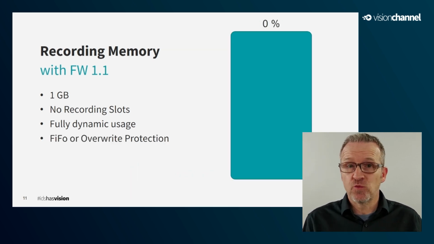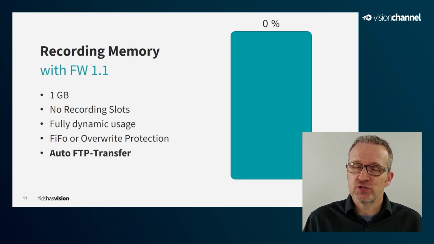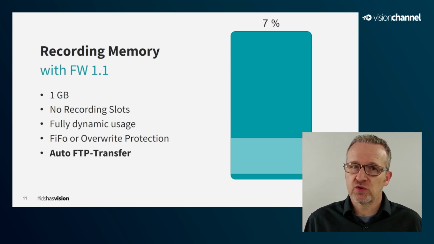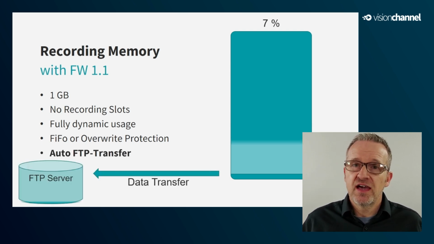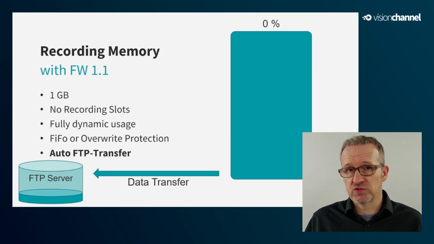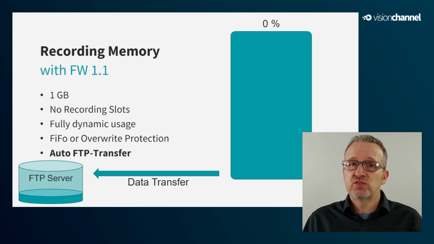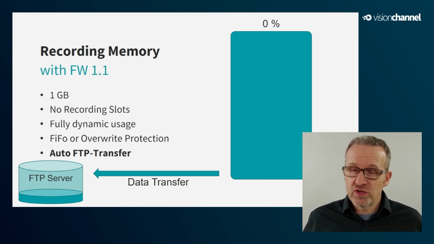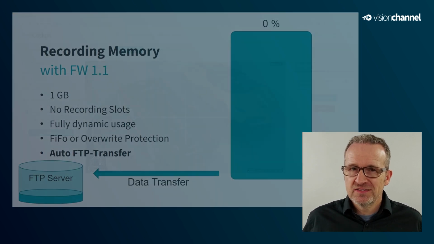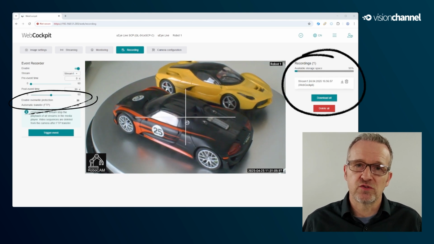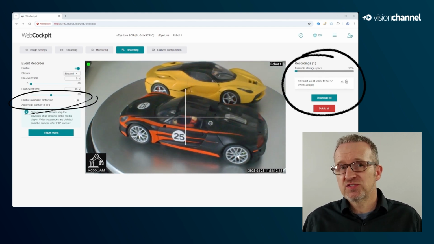And this is exactly where the auto FTP upload comes into play. With firmware version 1.1, the camera gets an FTP client and can automatically save your recordings to a connected FTP server as soon as they arrive in the memory, and also automatically free up the memory. This means that the camera only uses the internal memory as a self-managed buffer that always has enough free memory. The new recording features are clearly arranged in the straightforward recording dialog and are therefore quick and easy to use.